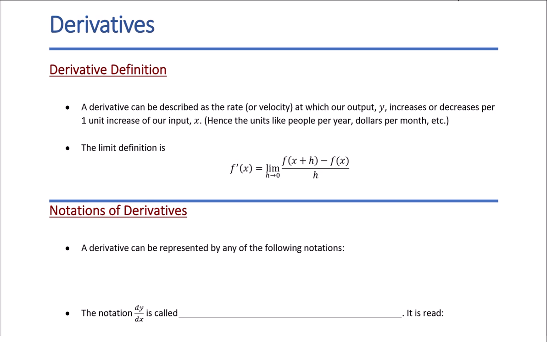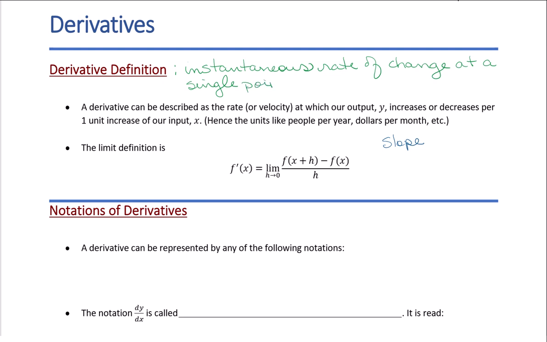Now we get to talk about derivatives. Earlier, we learned a little bit about derivatives when we talked about the instantaneous rate of change. You can think of the derivative as the instantaneous rate of change at a single point. Again, it's like the rate of change at a single point. Again, it's the slope of the tangent line at a single point.